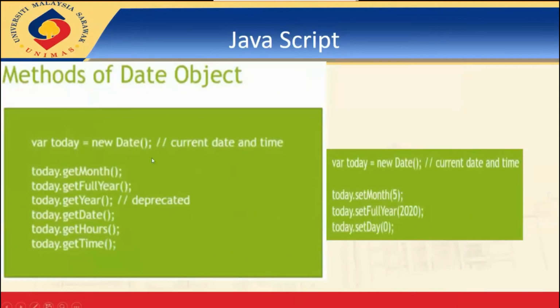These are the date functions. If you have a complete date variable which has year, month, day, hour, time and minute, so it has everything, then you can extract individual items. For example, today.getMonth will only give you the month. today.getFullYear will give you the year. You can use today.getYear also, but this one is deprecated, which means this function will no longer be used in coming versions of JavaScript. So try to use getFullYear. getDate will give you the date, and getHours and getTime will give you only the time.